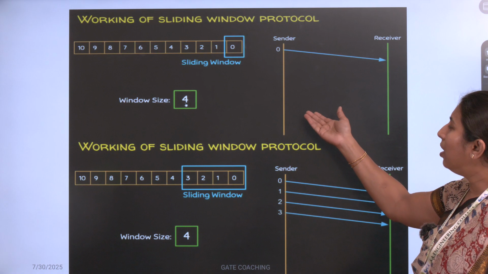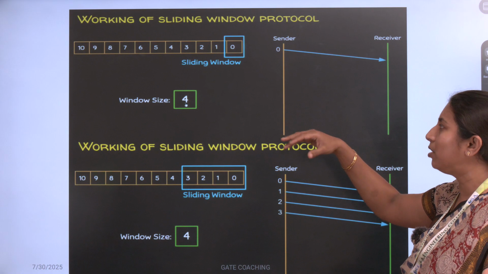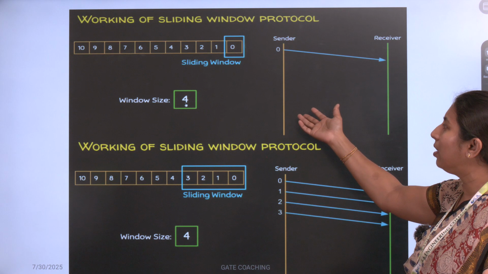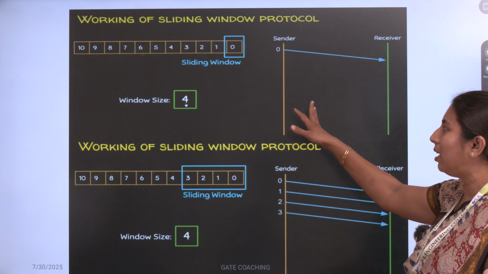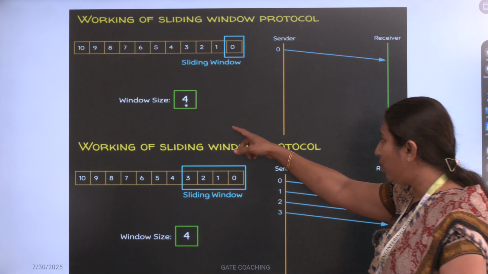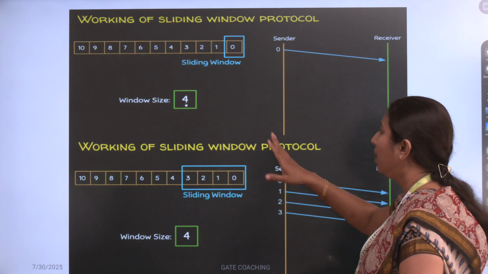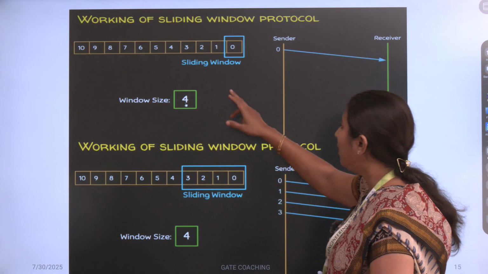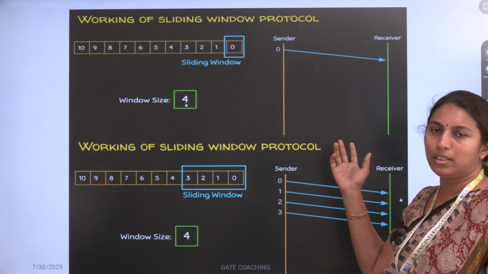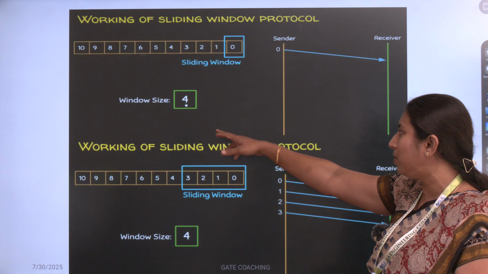Here the sender wants to send 10 frames or 11 frames or 12 frames. How many frames it can be is decided by the sender. So based upon the window size, it's very important to know about the window size. Based upon this window size, we decide how many frames can be given from the sender to the receiver. That's the concept.